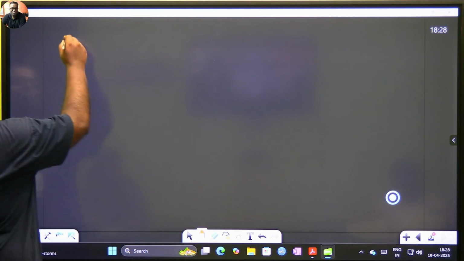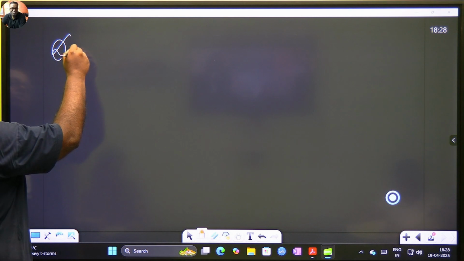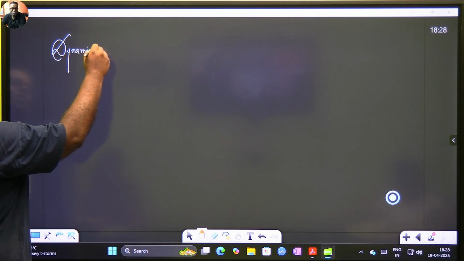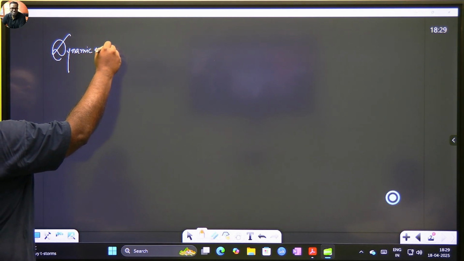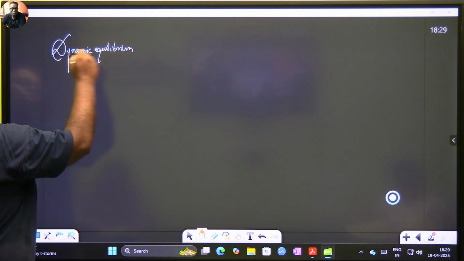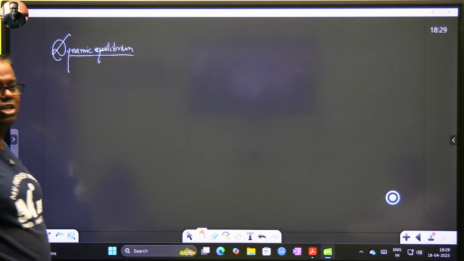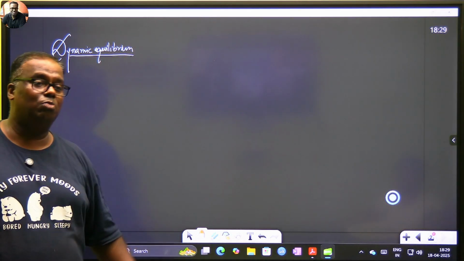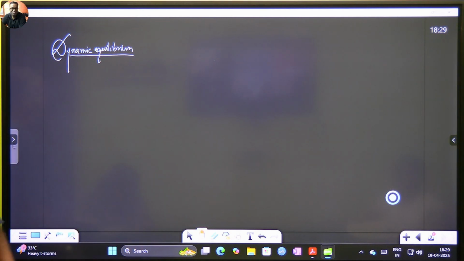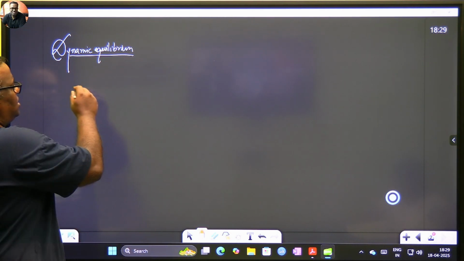Chemistry will get something which is called dynamic equilibrium. In dynamic equilibrium, the micro properties may change, but the overall macro properties will remain the same. Best example, look at this example.